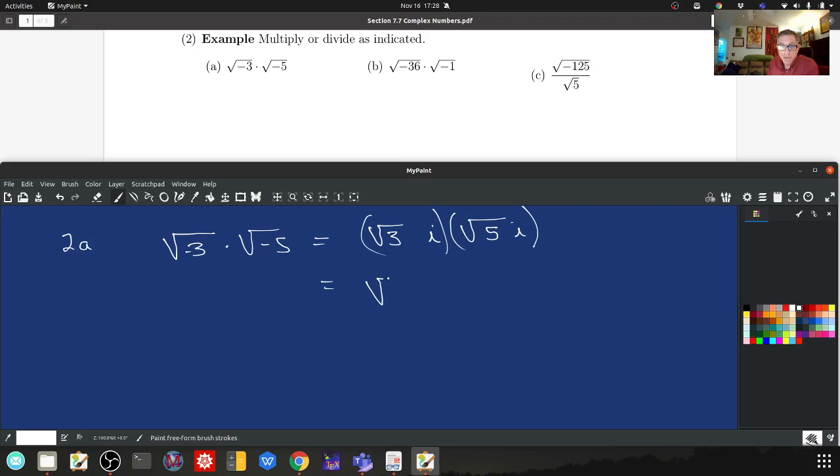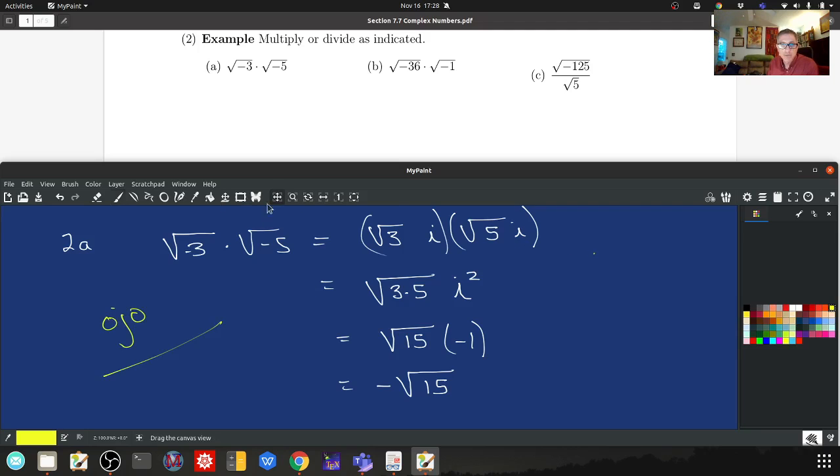So this is the square root of 3 times 5, and I times I is I squared. So that's the square root of 15, and I squared by definition is minus 1. So this is minus the square root of 15. So this is a really important example. Make sure you understand this.